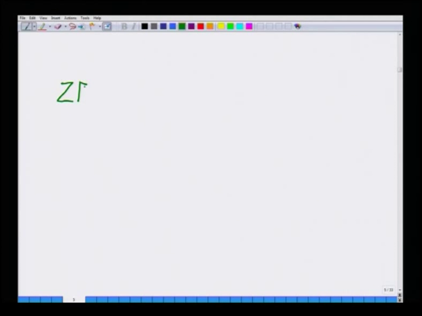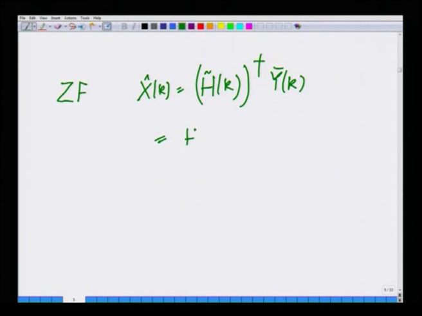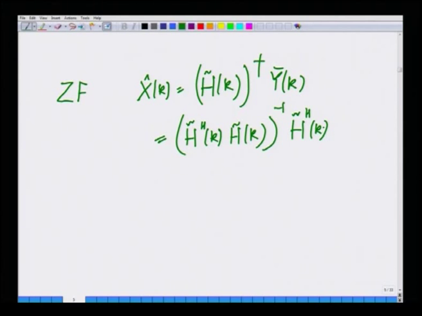If you look at zero forcing, we say x hat k across the kth subcarrier is nothing but h tilde k pseudo inverse times y bar k, and this is nothing but h tilde Hermitian k h tilde k inverse h tilde Hermitian k into y bar k. Here k is the kth subcarrier.